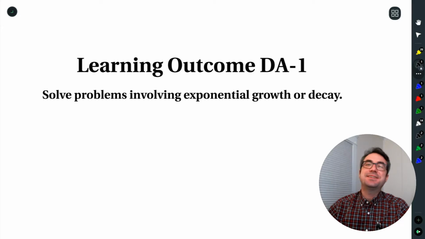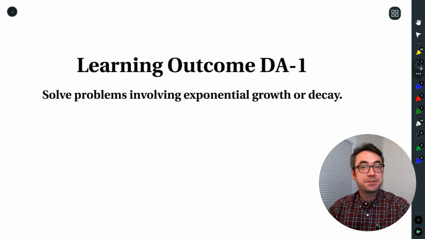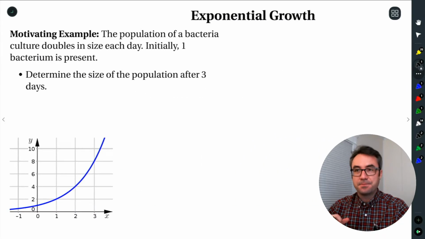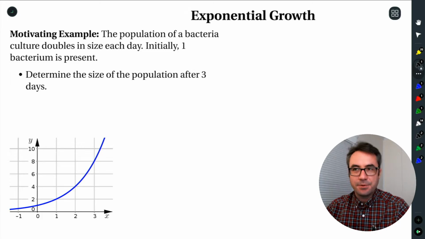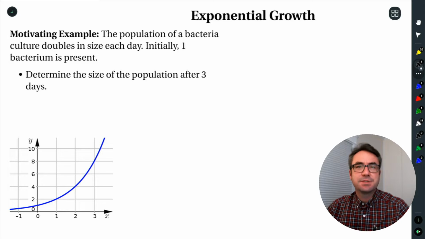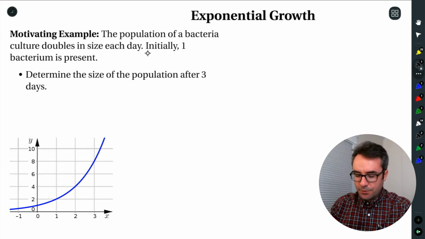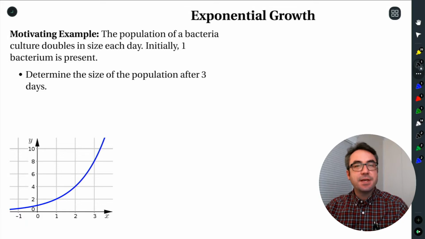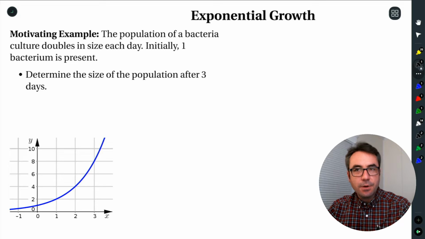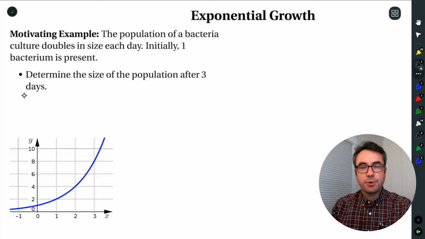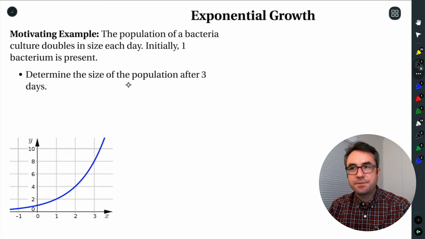Welcome everyone. In this lesson, we're going to see how to solve problems involving exponential growth and decay. So we're going to start with exponential growth. And our motivating example here is a bacteria culture that doubles in size each day. We're going to assume initially one bacterium is present, and we're going to see what happens as this population of bacteria grows over time. To illustrate this point, we're going to determine the size of the bacteria population after 3 days.